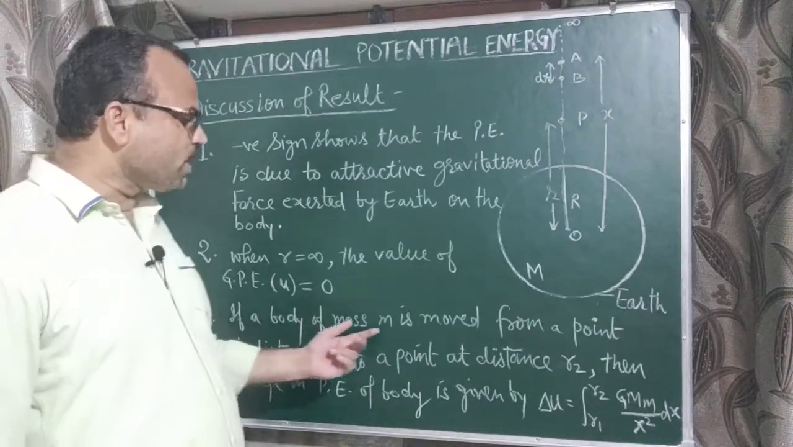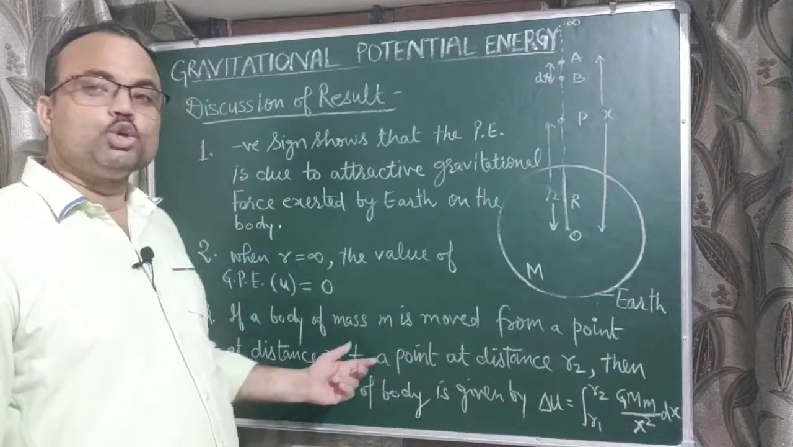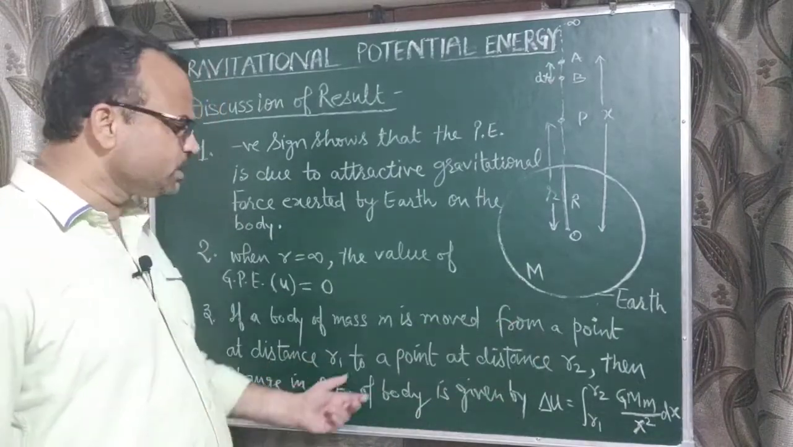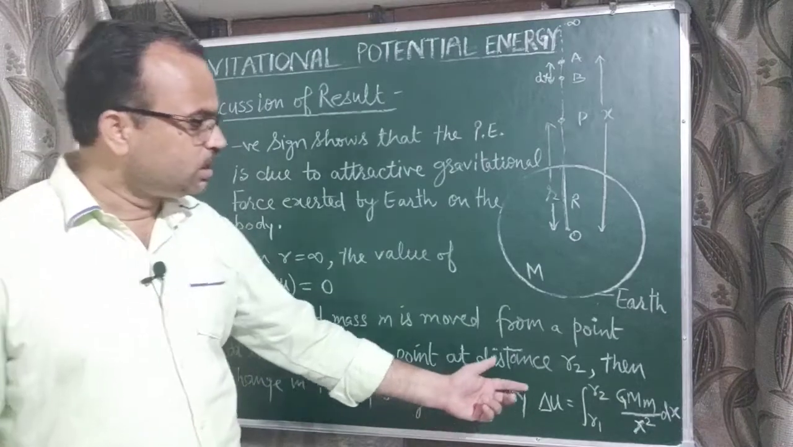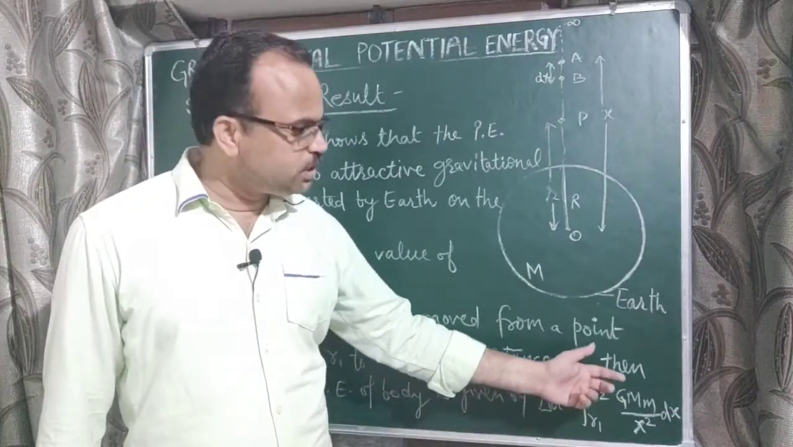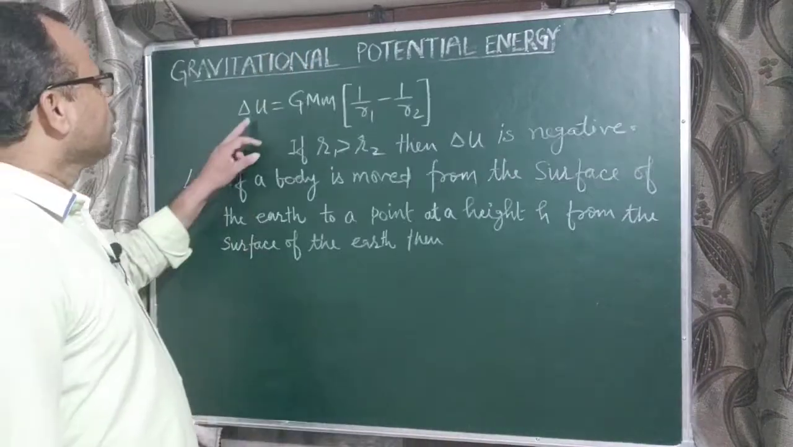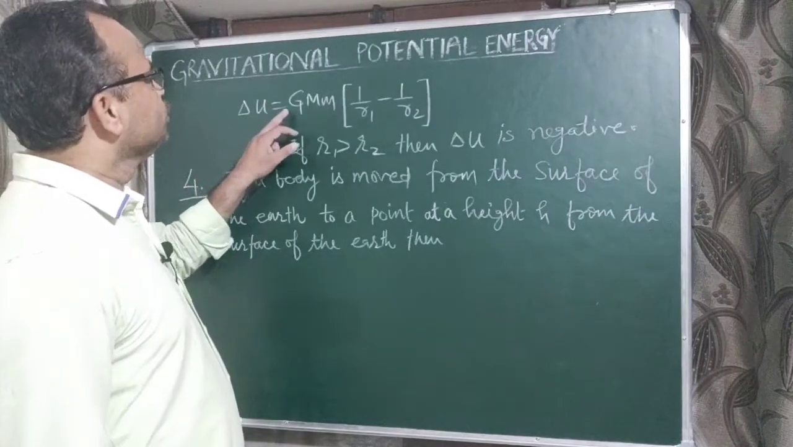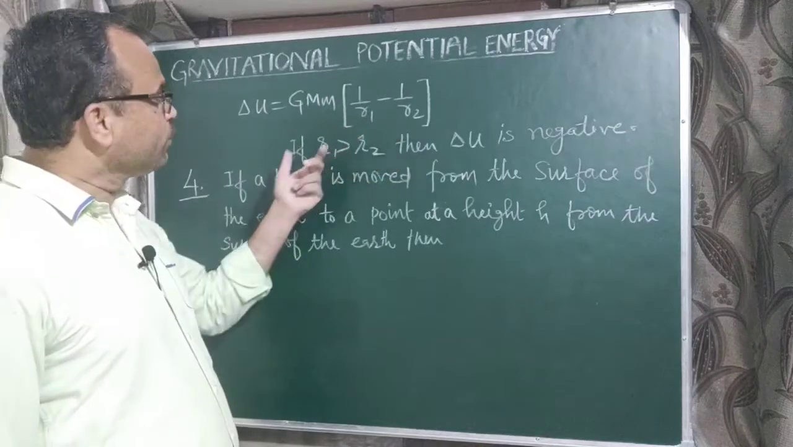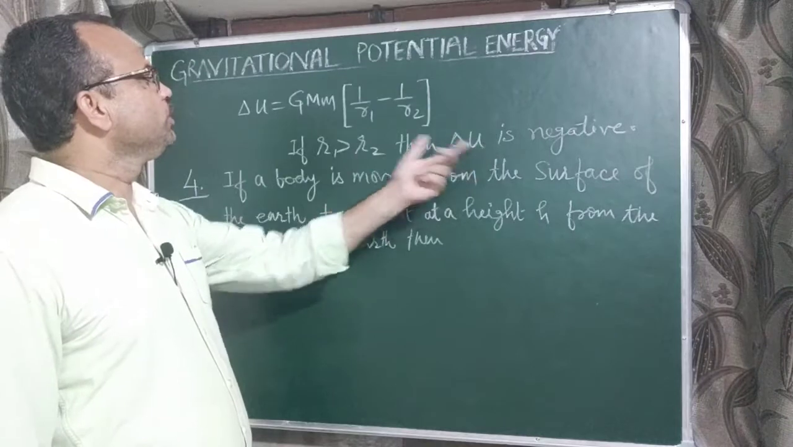Now move to the third point. If a body of mass m is moved from a point at a distance r1 to a point at a distance r2, then the change in potential energy of the body is given by delta U equal to the integral from r1 to r2 of GMm upon x square into dx. Now delta U will be GMm times (1 upon r1 minus 1 upon r2). If r1 is greater than r2, then delta U is negative.